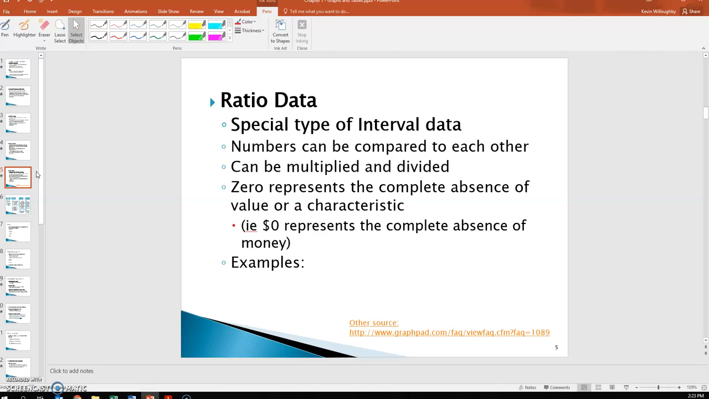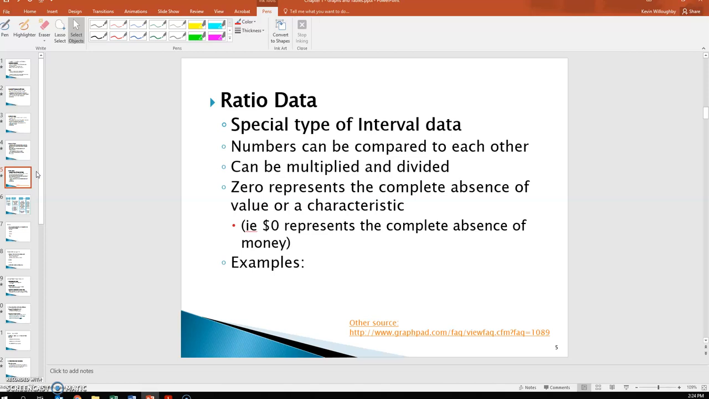Income and age, when they are the actual specific number, like you are 32 years old and you make $4,000, that would be ratio data. Kelvin scale is also ratio data because 0 here represents the complete absence of a value or characteristic. If you have 0 income, you don't have any income. 0 degrees Celsius, on the other hand, is interval data because that does mean something.